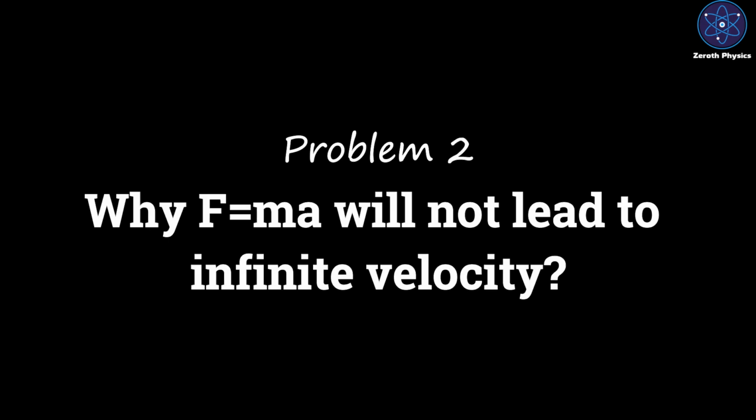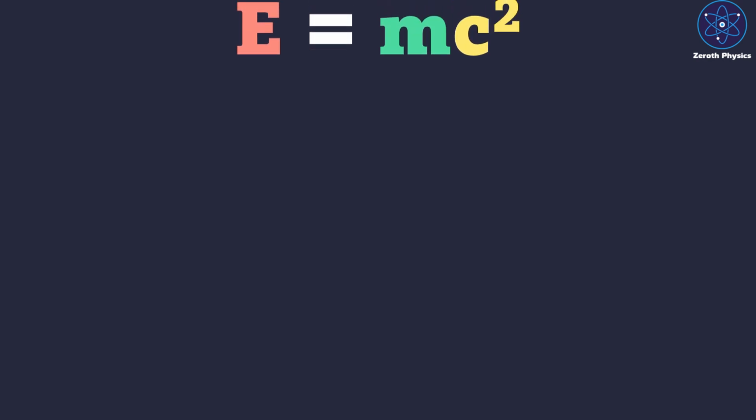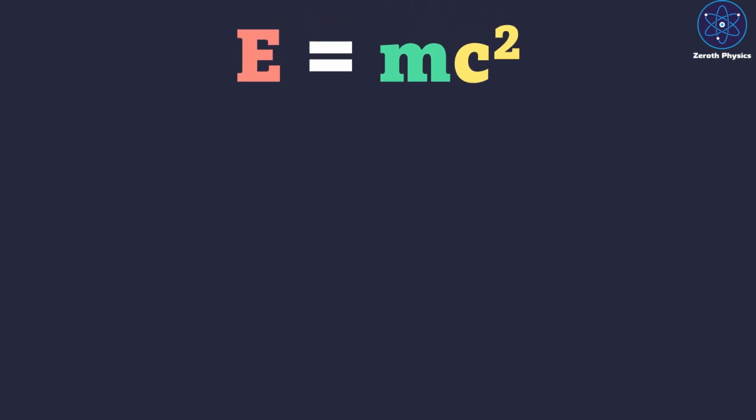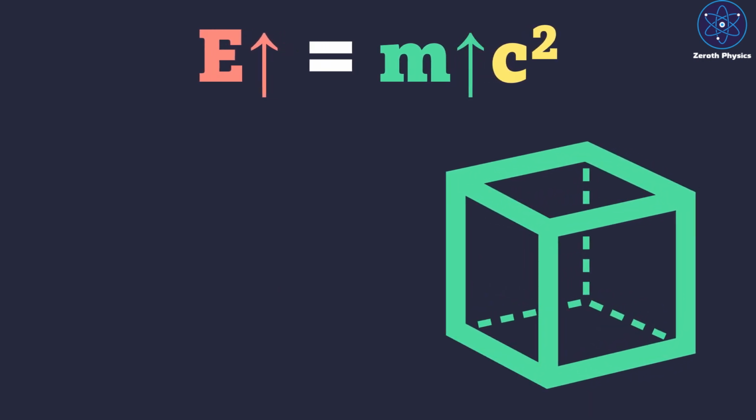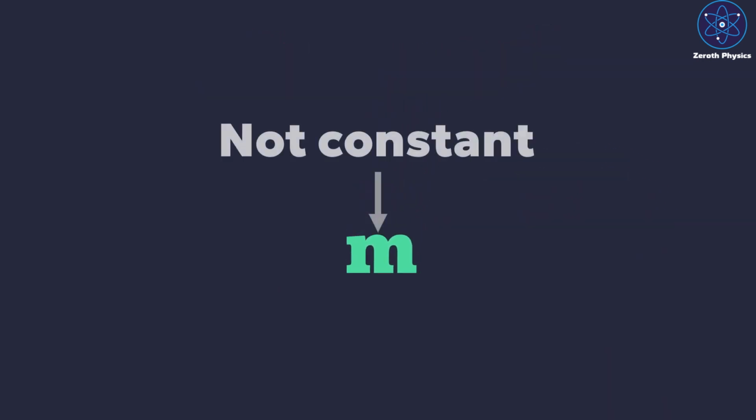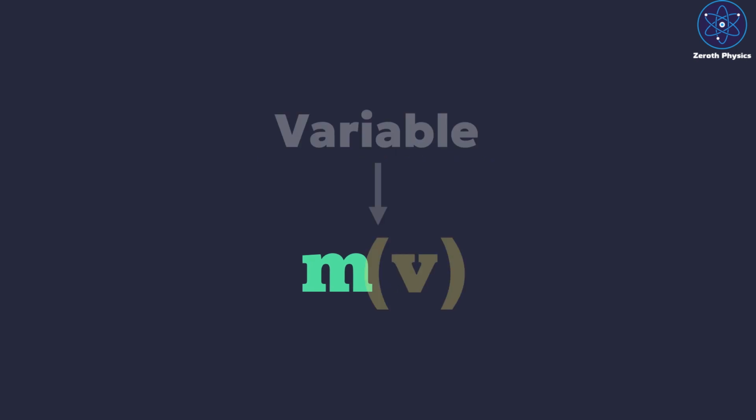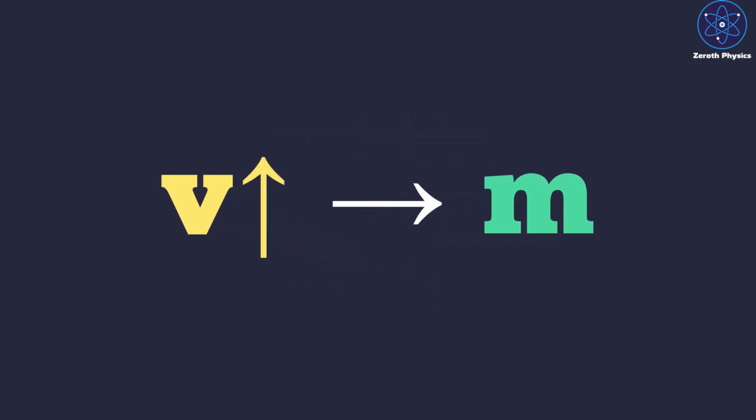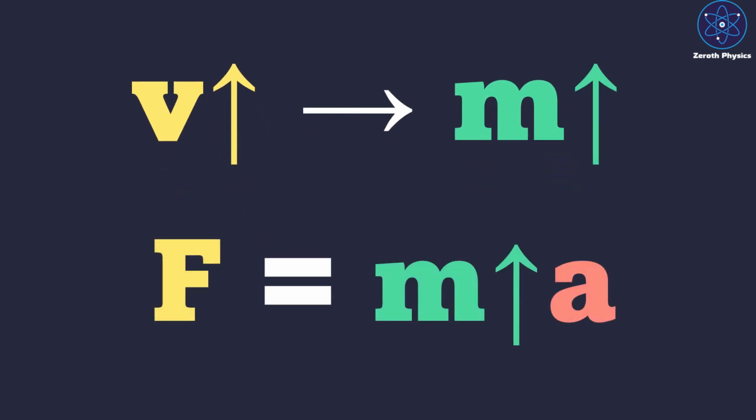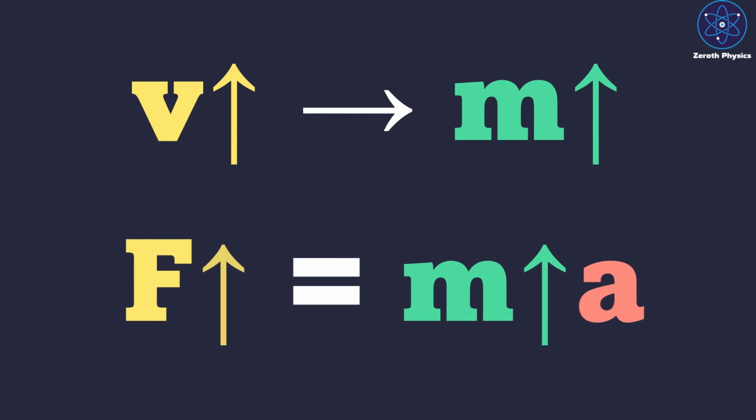According to the famous equation E equals mc squared, when the kinetic energy of an object increases, its mass also increases. This implies that mass is not a constant but rather a variable that depends on velocity. As velocity increases, the mass of the object increases as well. Consequently, a greater force is required to accelerate the object with increasing mass.